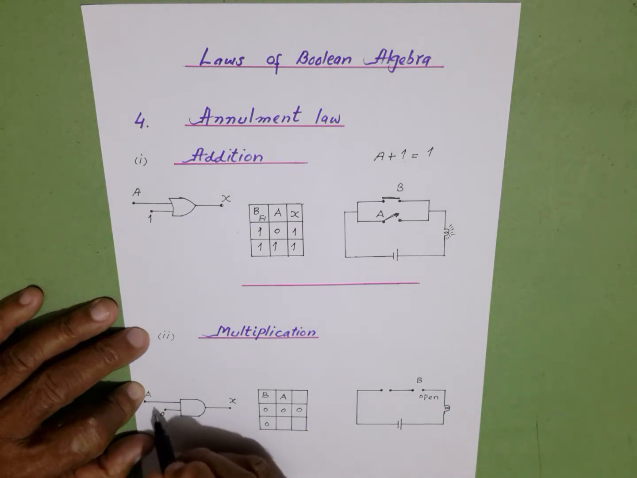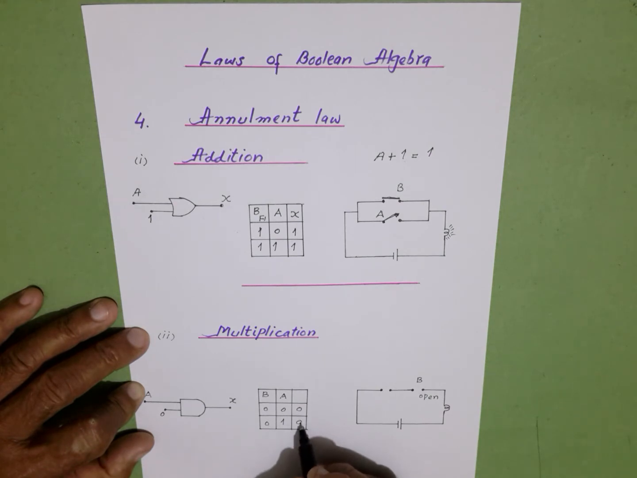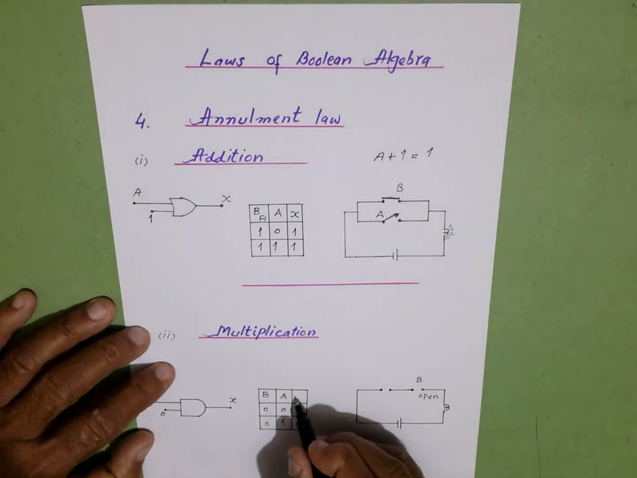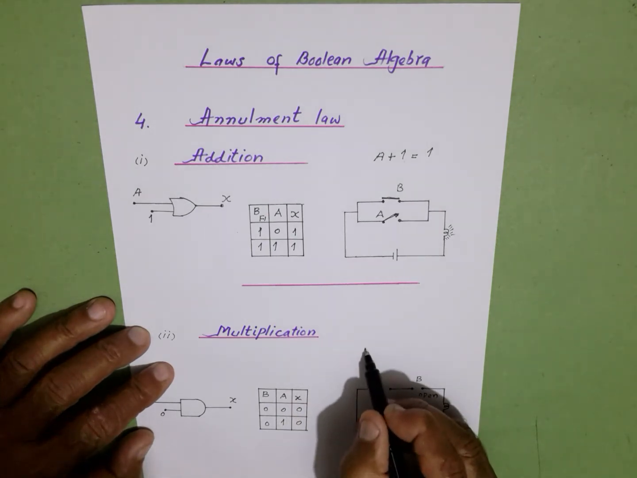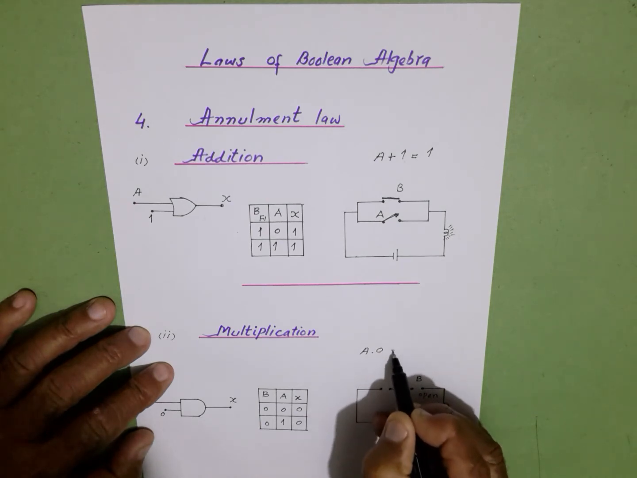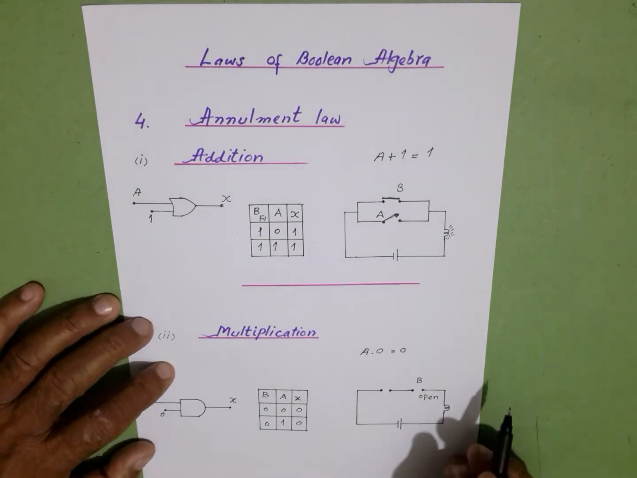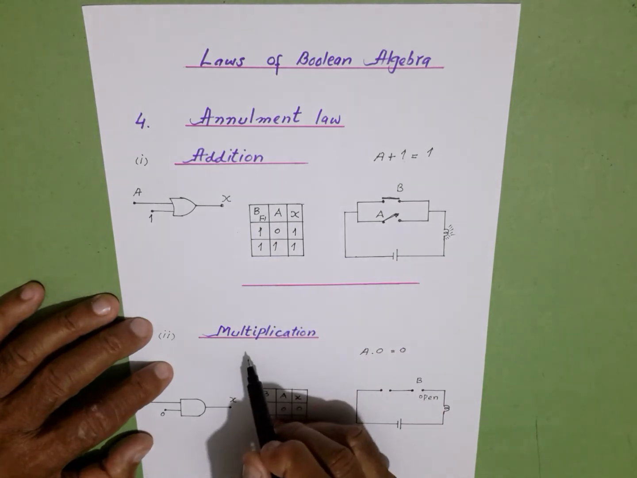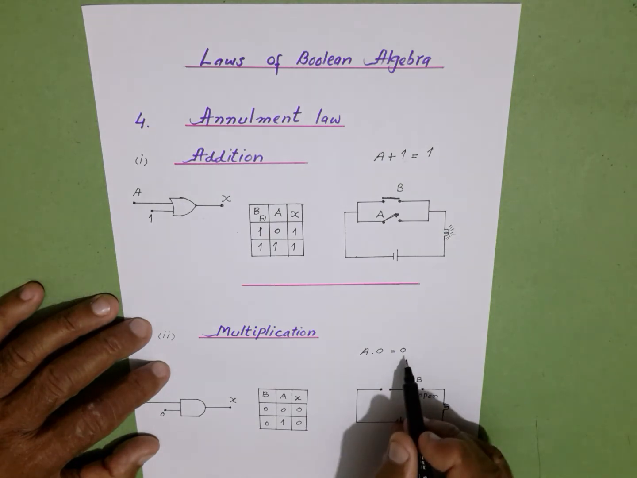When A is 1, 1 multiplied by 0 is an AND gate. 1 ANDed 0, 0 ANDed 1 is 0. In both cases, the output is 0. Or we can say, when a variable is ANDed with 0, the output is always 0. This is the law of multiplication. The annulment law of multiplication states if a variable is ANDed with 0, the output is 0.